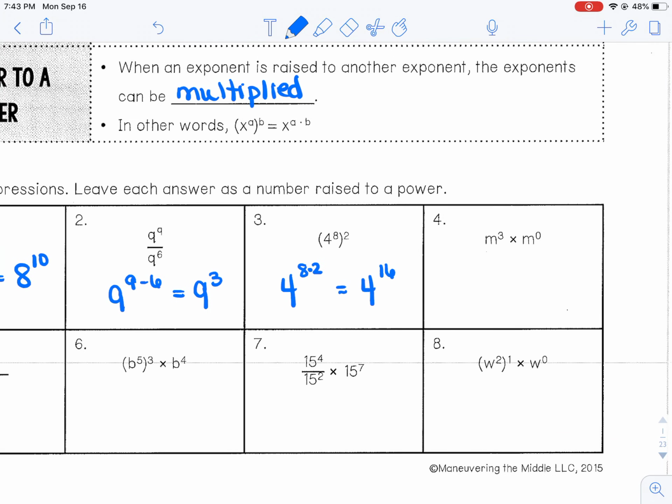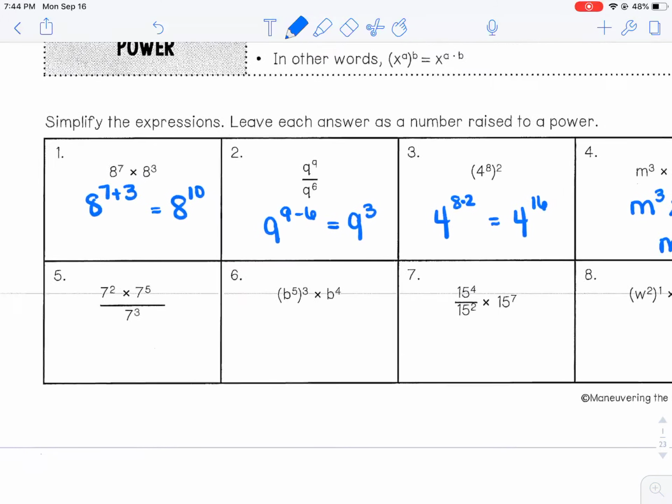Number 4, I've got this m raised to the 0 power. Well, I know that anything raised to the 0 power is 1. So that's going to be m to the 3rd power times 1. Or that's going to simply give me m to the 3rd power. Okay. Also, if you're using the multiplying like bases, it's going to be m to the 3 plus 0 power. Still gives me m to the 3rd. 2 ways you can do that one.